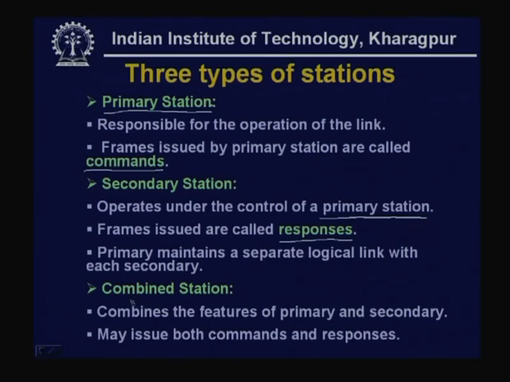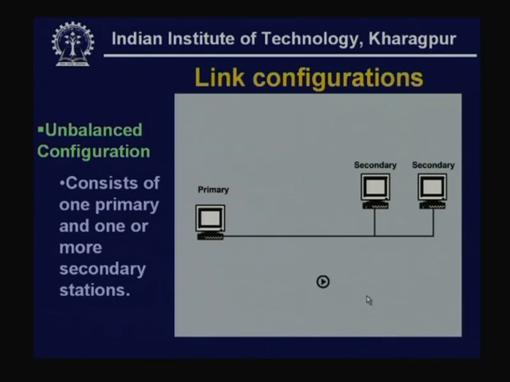Now there is a third type of station or machine, known as the combined station. The combined station combines the features of primary and secondary. We have seen that primary stations can issue commands and secondary stations can issue responses, but a combined station may issue both commands and responses. So we have seen the 3 types of stations that can be used in HDLC.